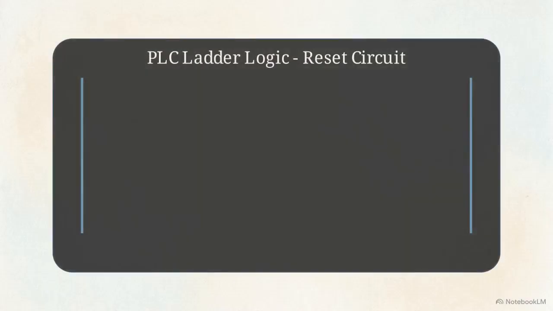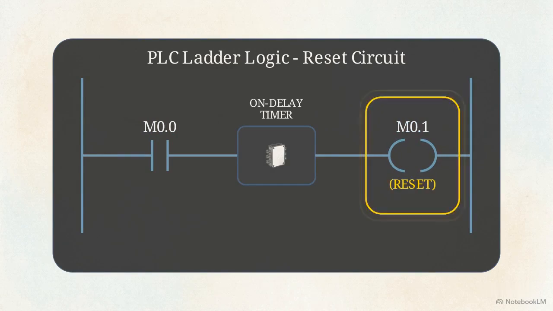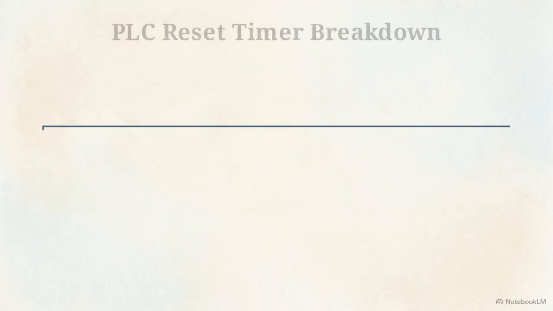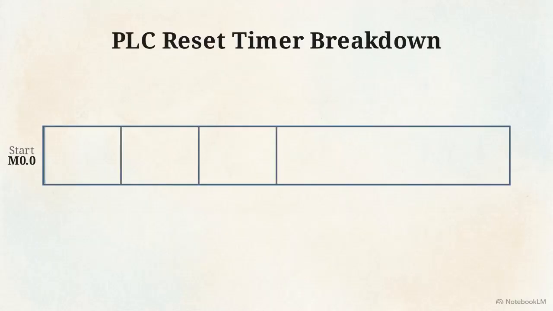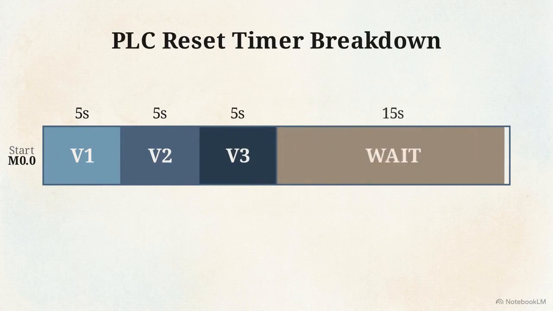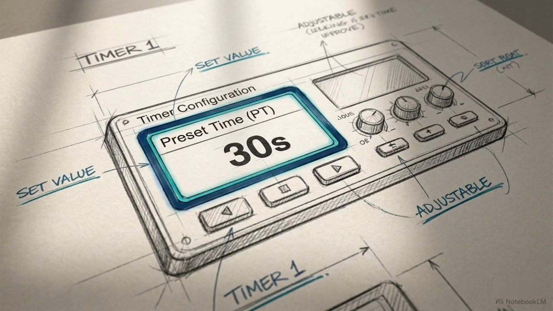To make the system repeat, we need a final branch triggered by M0.0 that controls a second memory bit, M0.1, which will act as the reset. The duration for this reset timer requires us to look at the total elapsed time of the entire cycle. This timeline breaks down the requirements. We have 15 seconds of total dispensing time, followed by the 15-second mandatory wait, totaling 30 seconds for a full cycle. Because this timer begins counting the moment the system starts, set the reset branch timer to exactly 30 seconds.